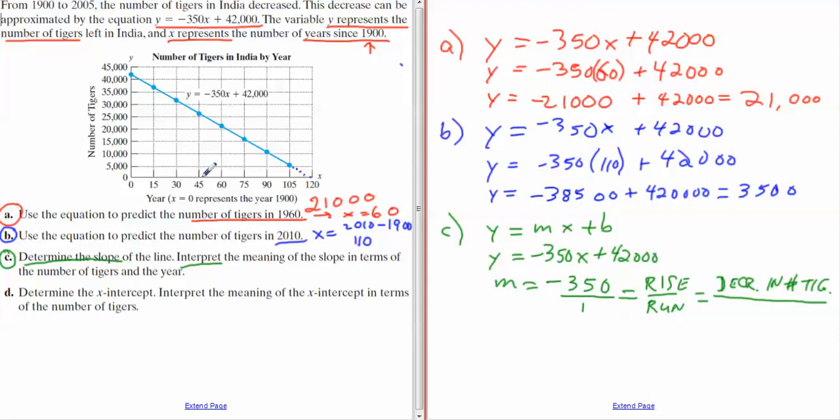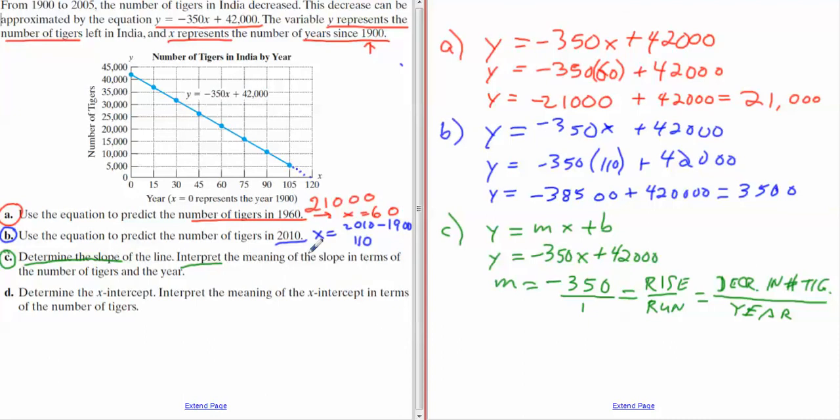What is 1? 1 is the change in x. That means that for every 1 year that we go forward, we will have a decrease of 350 tigers. So in other words, the slope of negative 350 means that we will have a decrease of 350 tigers for every year that goes forward after 1900. 0 is our 1900 year.